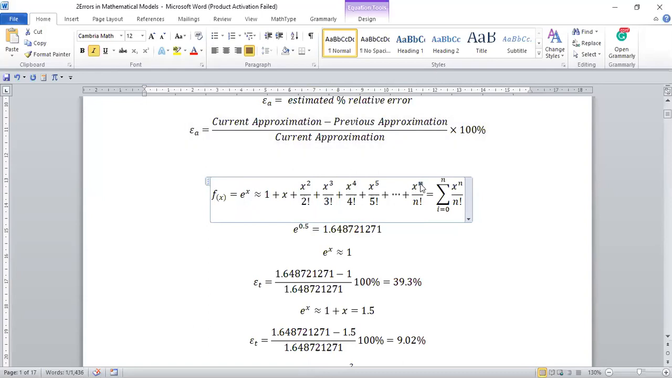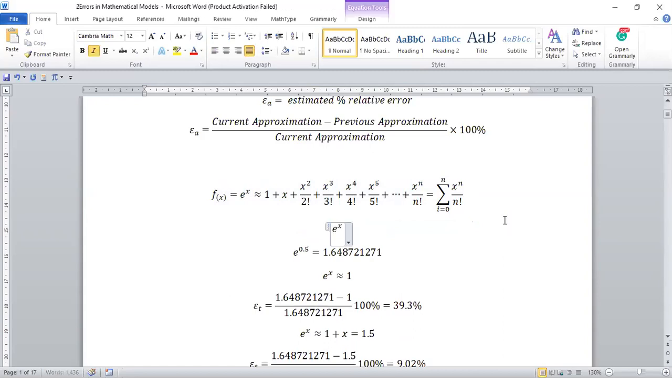So if you want to stop at the 100th iteration, this n is going to be 100. This is the exponential function of x, and this is the approximation for it. And we want to get the error. So for e of x, we know that e of x is equal to this.